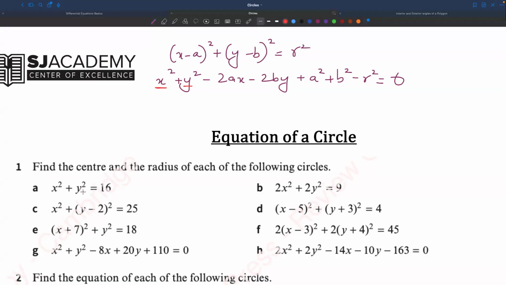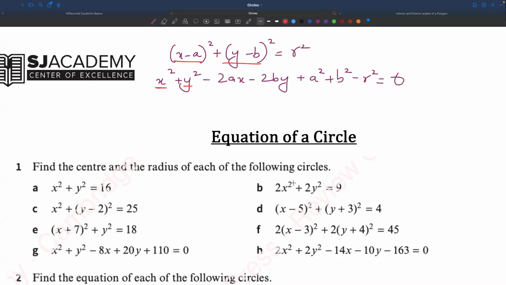Now it is x squared plus y squared equals 16. So can I say if I compare it with this formula, a and b are 0? Right? So can I say if a and b are 0, the coordinates for the center will be 0, comma 0? And r squared is 16, so the radius will be 4. Okay? It became easy. Okay. For part B, I will be solving some of the questions with you directly.